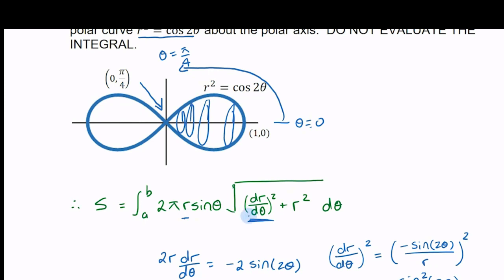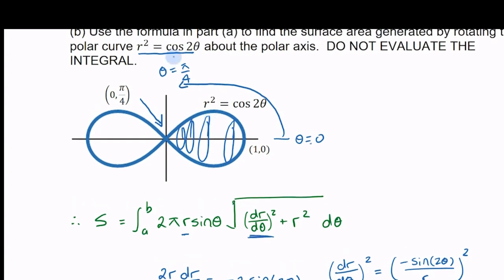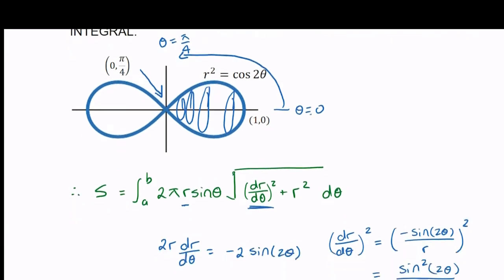Now we need the derivative squared, so we can figure that out before we plug it in. So everything we just found here, we're going to square it, and then we're going to expand the exponent in. The negative 1 will disappear. This becomes sine squared 2 theta, and r becomes r squared. However, we know what r squared is equal to. r squared is equal to cos 2 theta. So we have to replace this r squared with cos 2 theta.